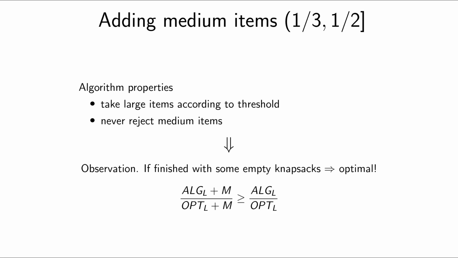These properties alone allow for a powerful observation. Namely, if the input sequence ended while we still had empty knapsacks, then we are optimal. The analysis follows using the same arguments as in the analysis for large items, given that medium items benefit both alg and opt. This observation allows us to focus on cases with no empty knapsacks. We still have a lot of flexibility in designing the algorithm as long as we satisfy these properties.